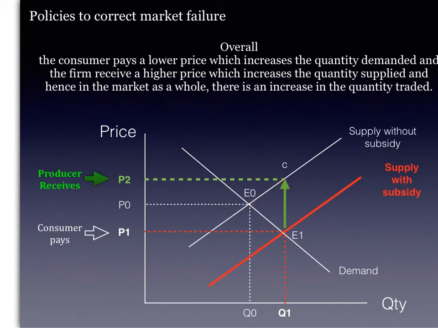along their supply curve. Then you can say that the firm will supply this quantity here, the consumer will demand this quantity, we're in equilibrium, and therefore as a whole there's an increase in the quantity traded on the axis. Then you would go on to say that that leads to the market failure being corrected. Hope that's clear.